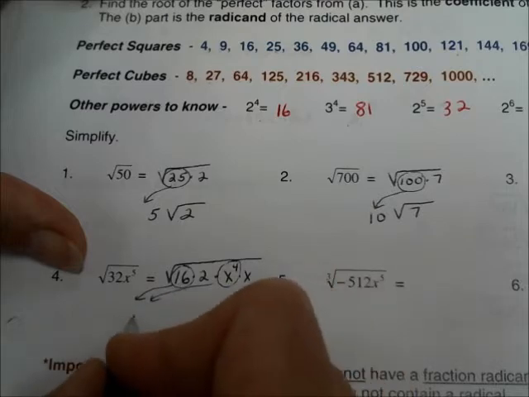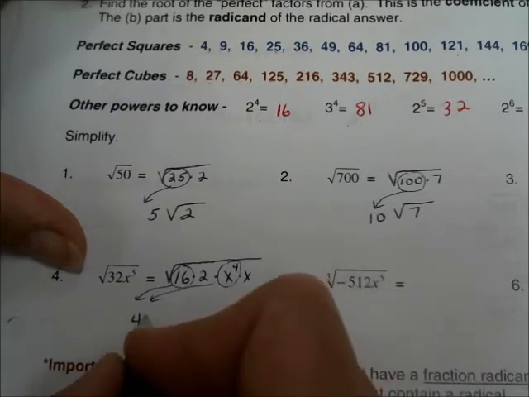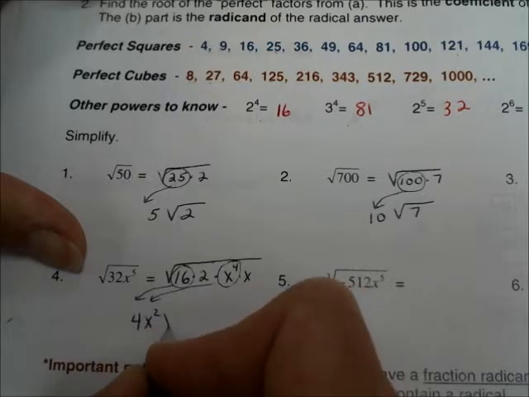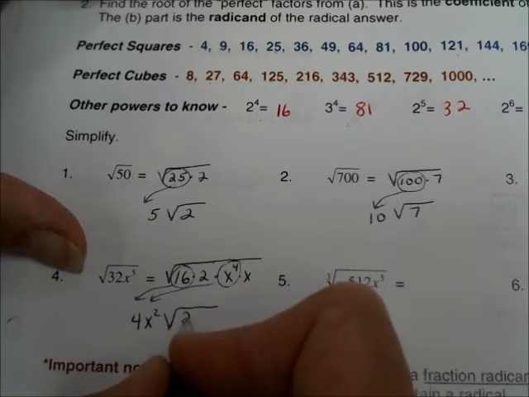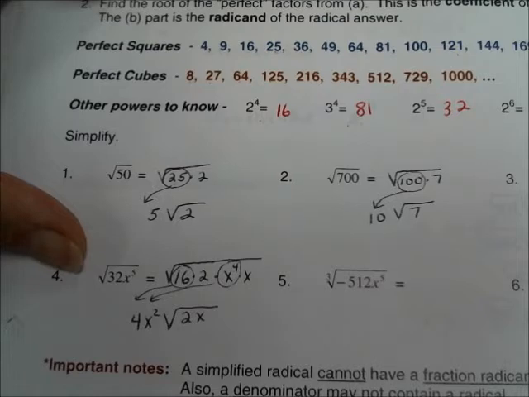The square root of 16 is 4. The square root of x to the 4th is x to the 2nd, and what we didn't circle stays underneath as a 2 and an x. And that one is done.